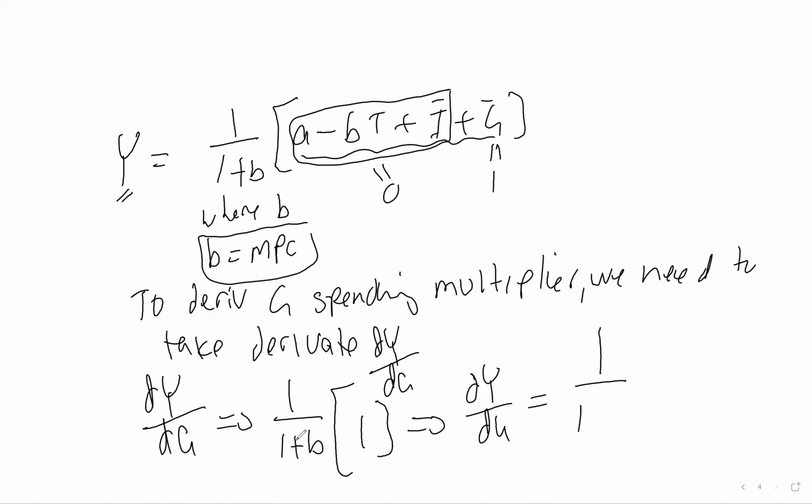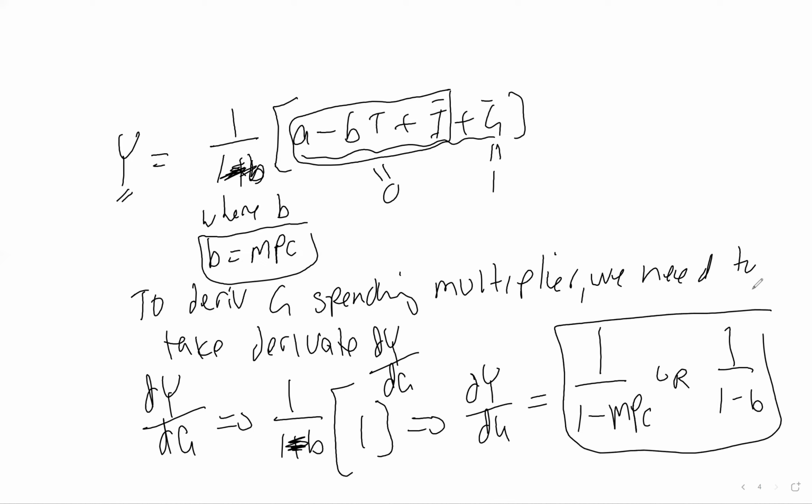So therefore, the derivative of Y with respect to G is equal to 1 over... sorry, this should be minus. This is minus, it's not plus. So this is minus as well. So this is 1 minus B, my bad. So it's 1 minus marginal propensity to consume, or you can write it as 1 over 1 minus B. Both of these answers are acceptable as long as you mention that B is the marginal propensity to consume.